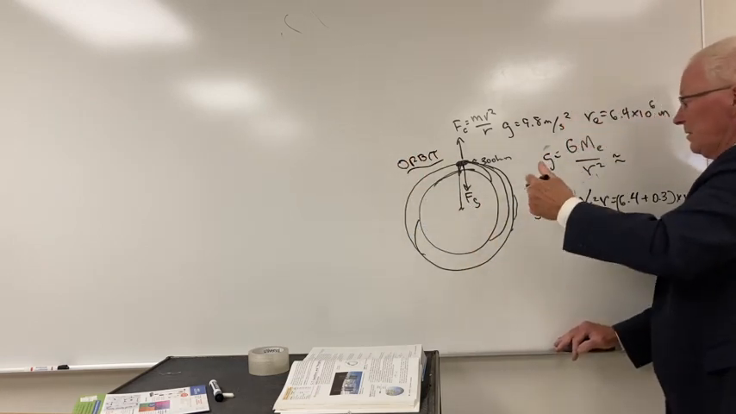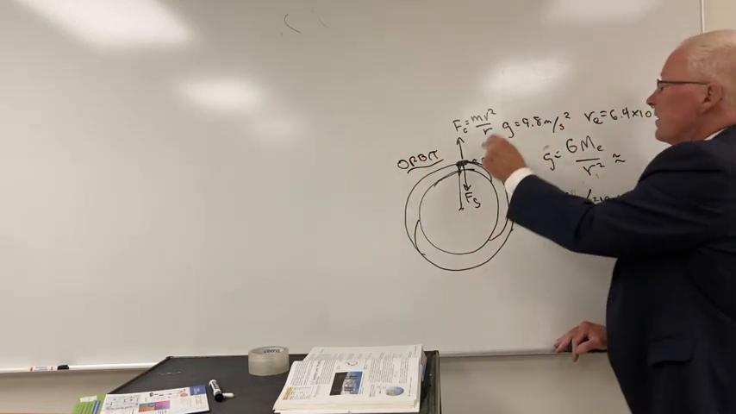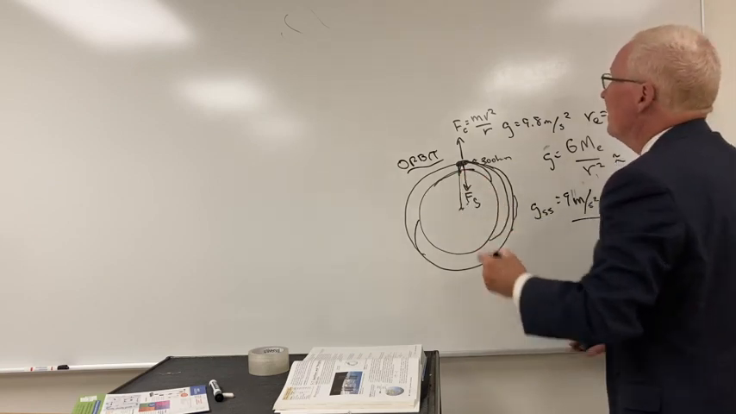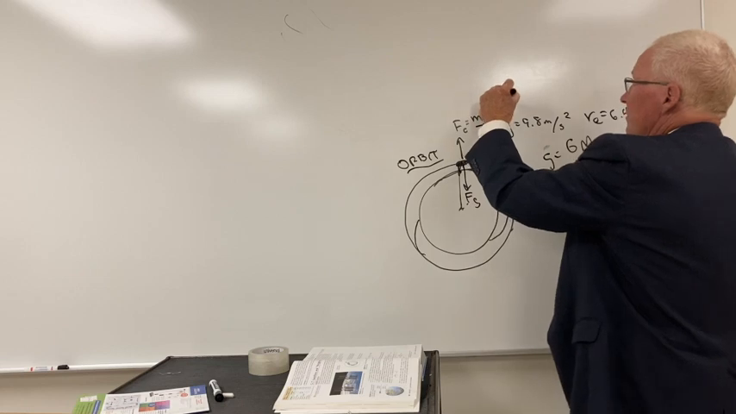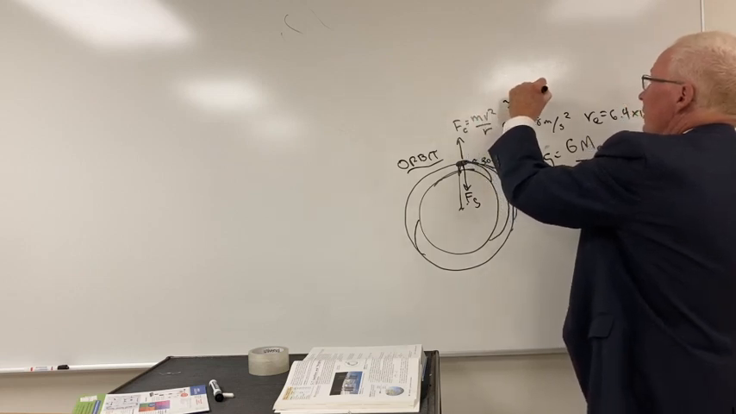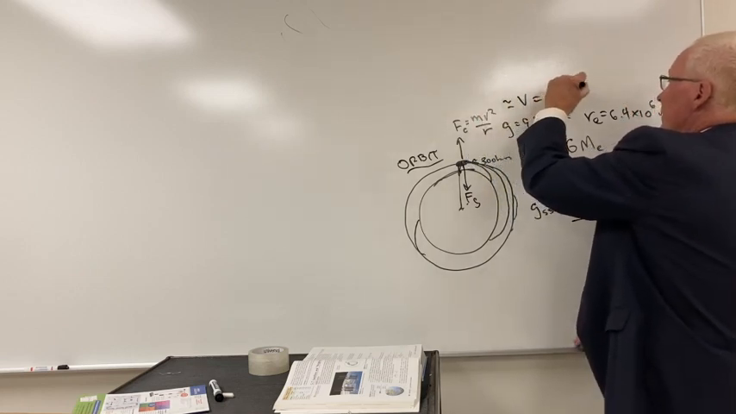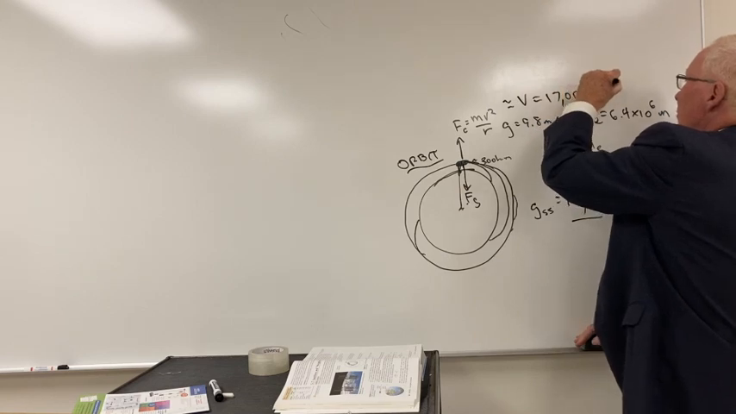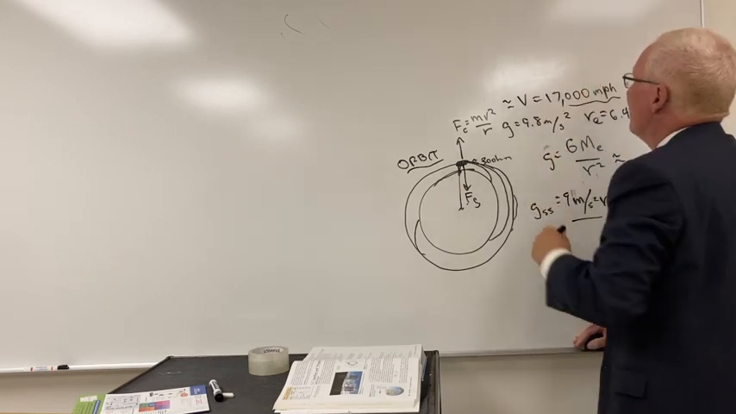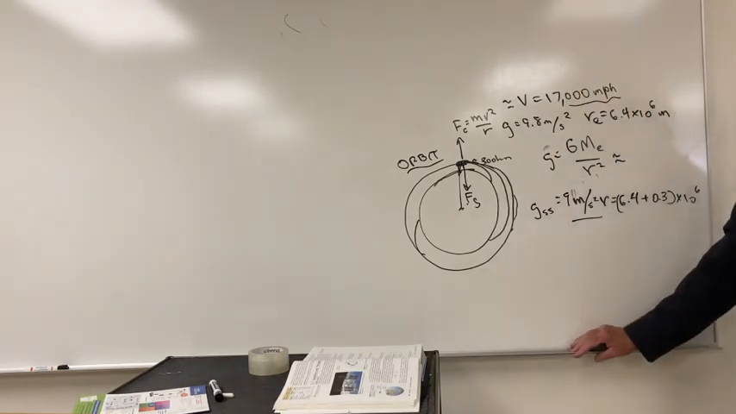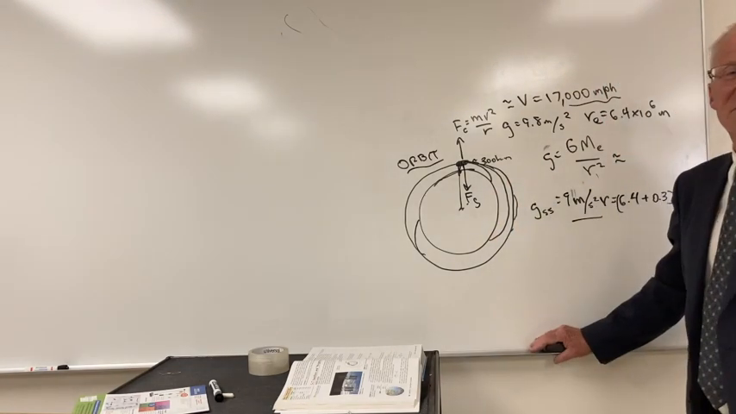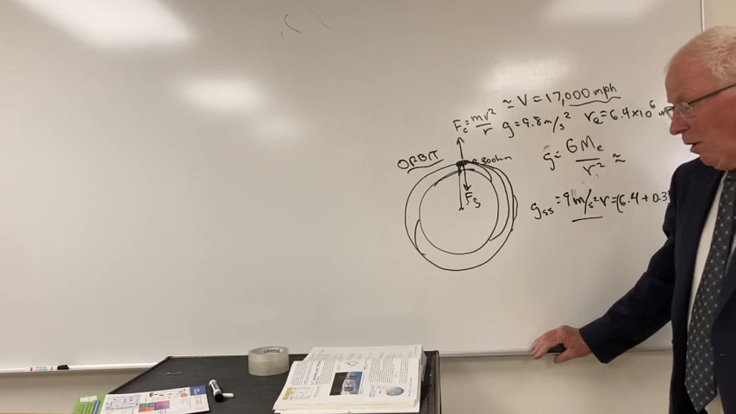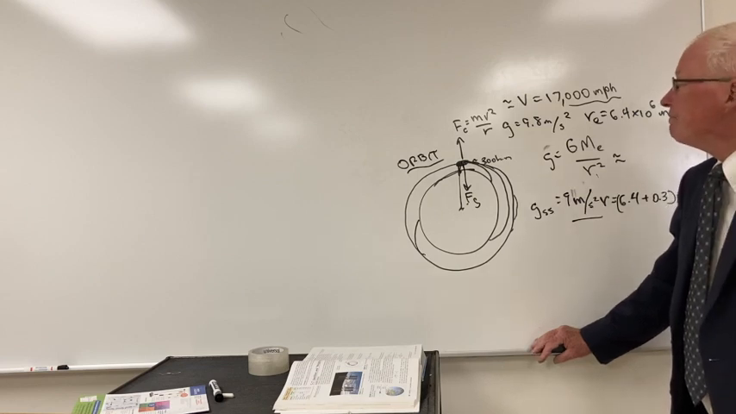Because of this, and because we're so far away, the speed of orbit at 300 kilometers is roughly 17,000 miles per hour, right? So it's very fast. Things in orbit are going 17,000 miles per hour to stay there. And that's the law of gravity.